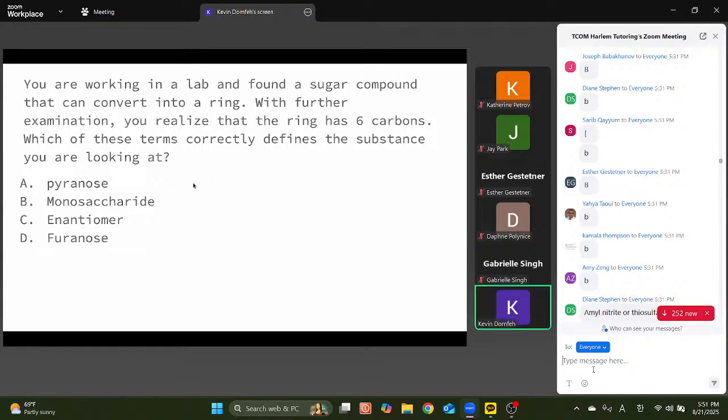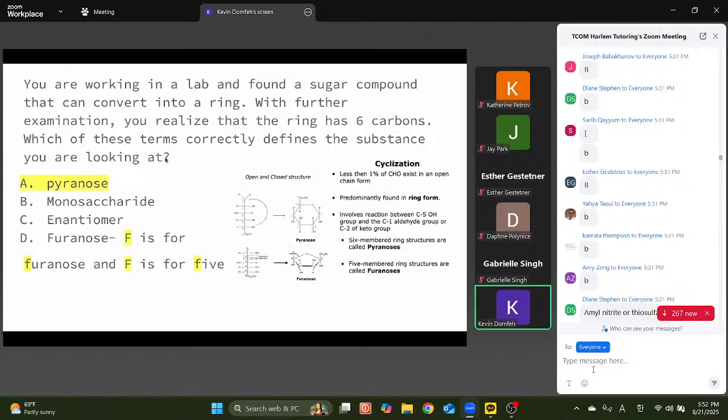All right. So you are working in a lab and you found a sugar compound that can convert into a ring. With further examination, you realize that the sugar has 6 carbons. Which of the following terms correctly defines the substance you are looking at? So a 6 carbon ring is basically saying what is a 6 carbon ring called, right? And a lot of you are picking A, so A is the right answer.